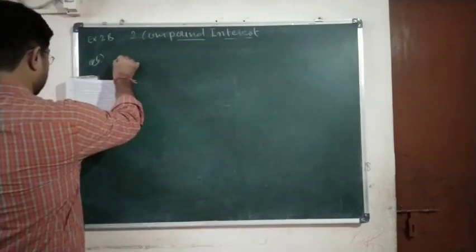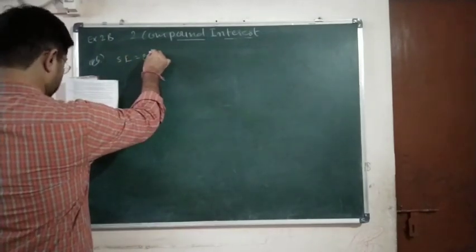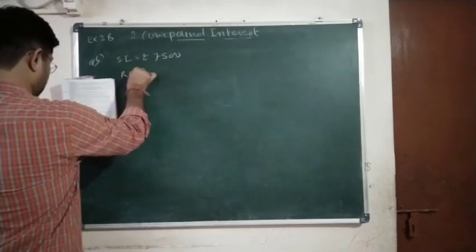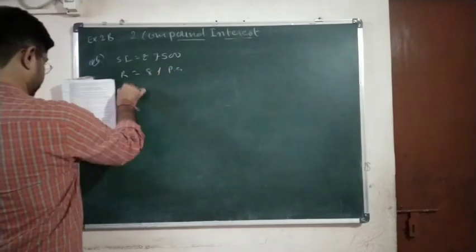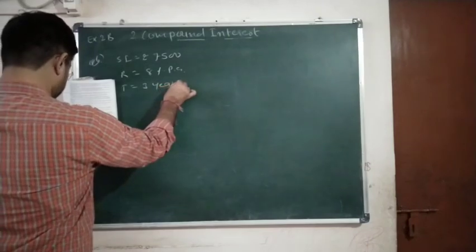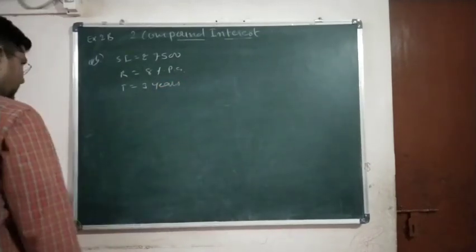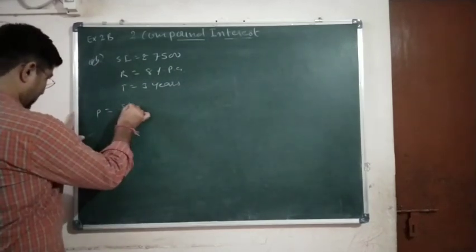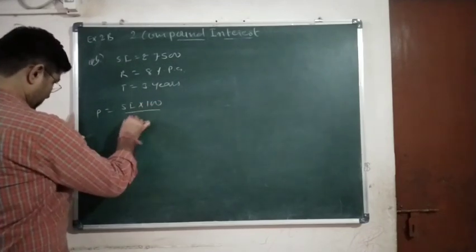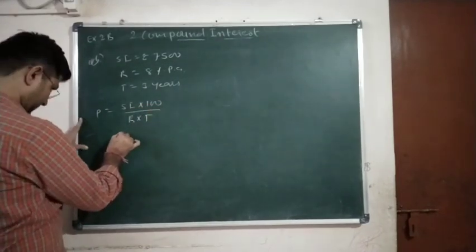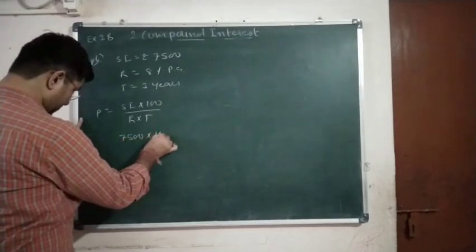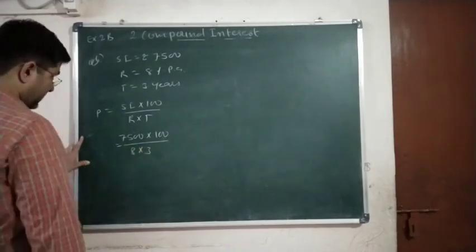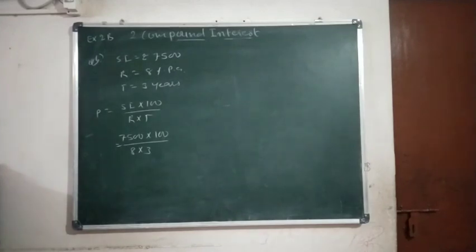So we are given SI. Okay, SI is rupees 7500. Okay, rate is given 8% and time is given 3 years. Okay, from the given detail we can calculate principal. Okay, so principal is SI into 100 upon R into T. Simple interest is 7500 into 100 upon rate is 8 into 3. Yes or no? Now let us simplify.